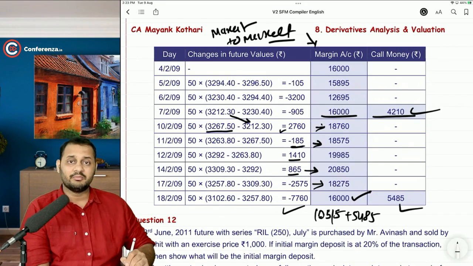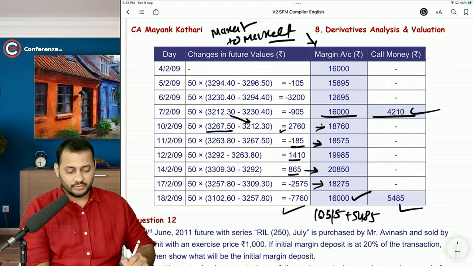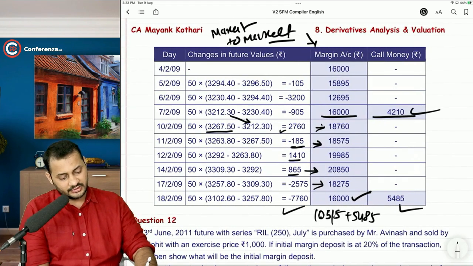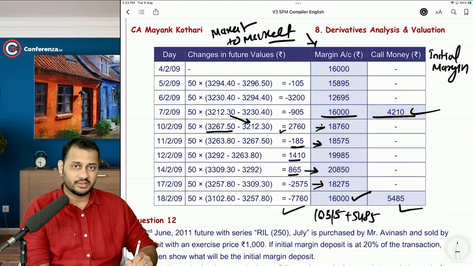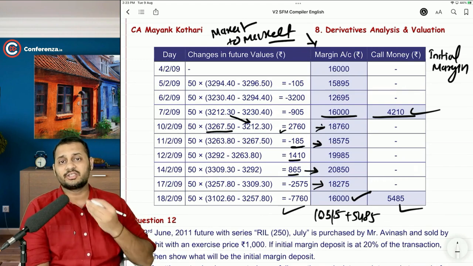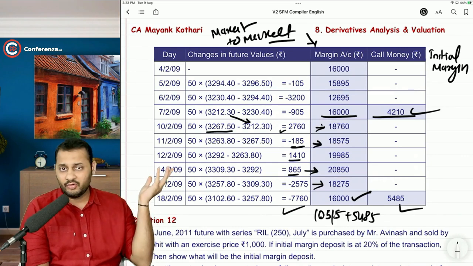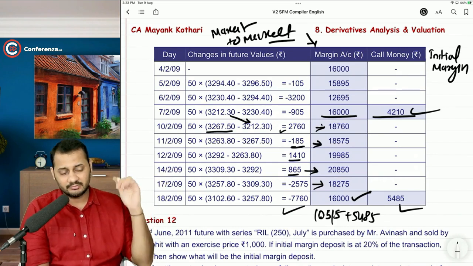This process is called marking to market. So have you understood a couple of concepts? The first one was initial margin. This is the deposit amount which is required to open the transaction. Why is initial margin required? Because the exchange will not take the risk of default. The party can default, any party can default. That's why initial margin is required.